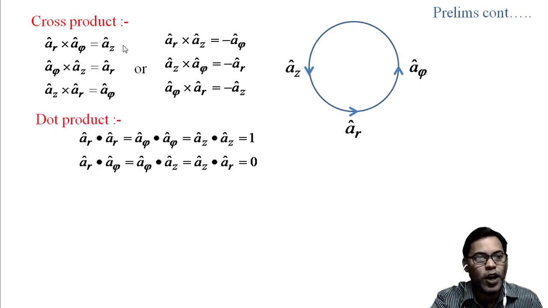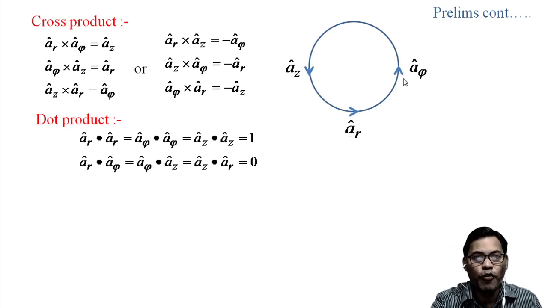Here, to find out the cross product, as we have seen the unit circle in the case of Cartesian coordinate system, here also we are going to use the unit circle. Here it is the unit circle. Here we are representing AR, then Aφ, then AZ, and we are moving in the anti-clockwise direction. If we move in the anti-clockwise direction, then we can find out AR cross Aφ will be equals to AZ, Aφ cross AZ will be equals to AR, and AZ cross AR will be equals to Aφ.